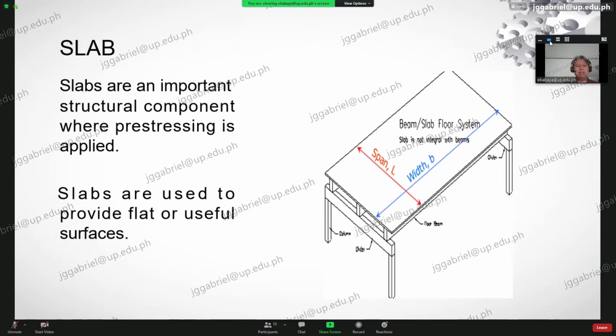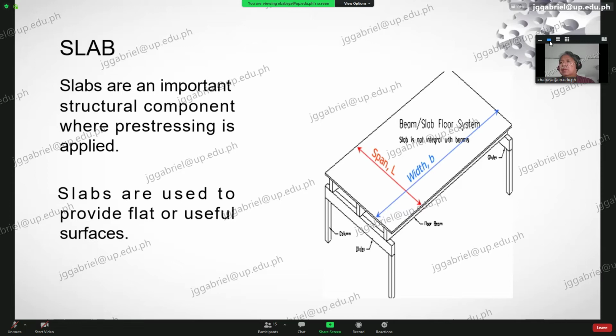Okay. Slabs are used to provide flat or useful surfaces. Sa bahay ninyo, no, yung second floor, most of the residential houses which are two-story, kadalasan slab yan, no? And they would usually say buhos. Pag buhos, that means binuhos yung konkreto, no? That's actually reinforced concrete slab.